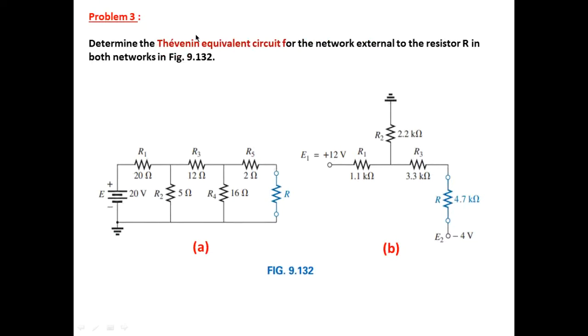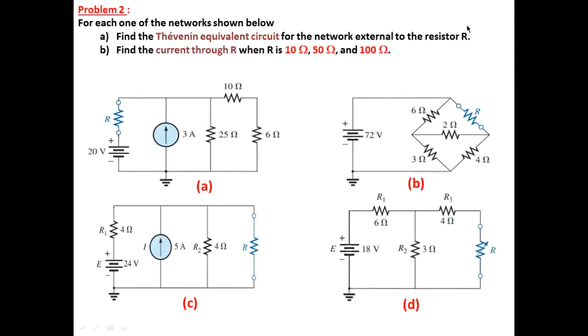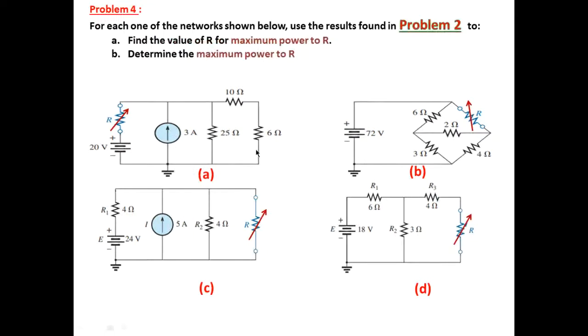Now, also you have to determine the Thevenin equivalent circuit for these 2 circuits. And here you have to refer to problem number 2. Once you determine the Thevenin equivalent circuits of this, you do a design problem, and you select R in such a way that you get the maximum power transferred from the network to R. So use the results found in problem 2 to find the value of R for maximum power to R, and to determine the maximum power to R.